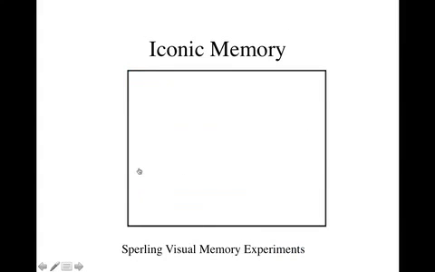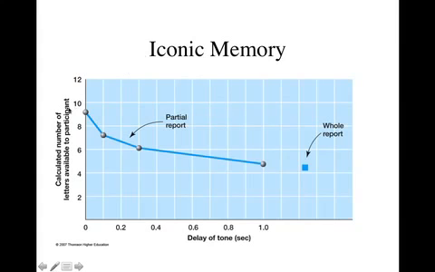Well, how long? How long does that happen? If you look at the decay function here, as the tone is delayed from presentation until you're given a tone and told which line to report, performance declines very rapidly. By the time you're out to 1 second, performance is similar to the whole report, which means you no longer have the whole grid available to you. So it's thought that this form of memory, iconic memory, lasts anywhere up to about a second.